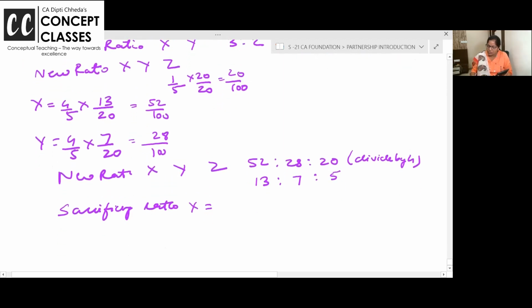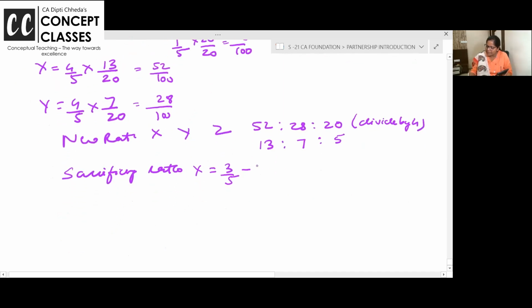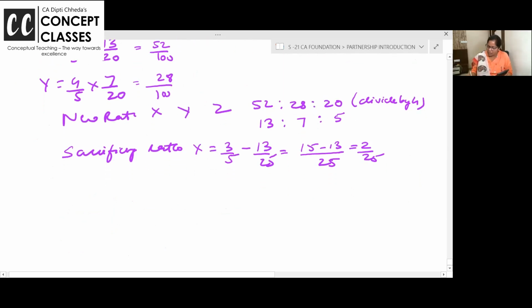X का old ratio कितना था? 3 by 5. और new ratio कितना है X का? 13 by 25. So 25, 2 by 25. Now, are you all writing with me? मतलब कोई doubt है, मैं आपको explain नहीं करी तो simple LCM है.